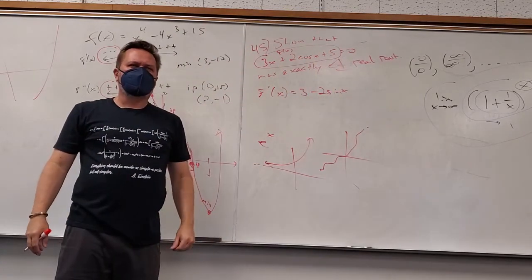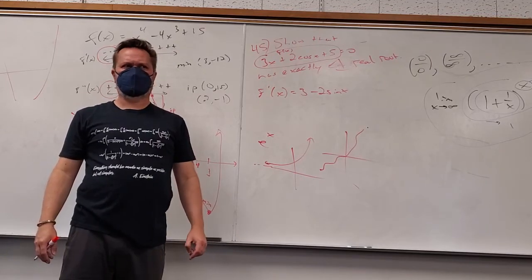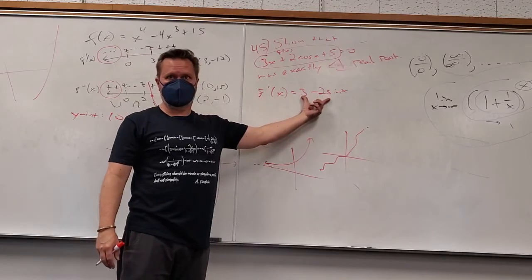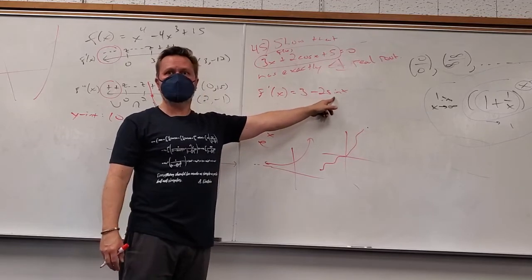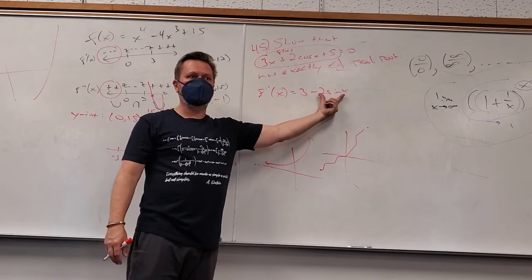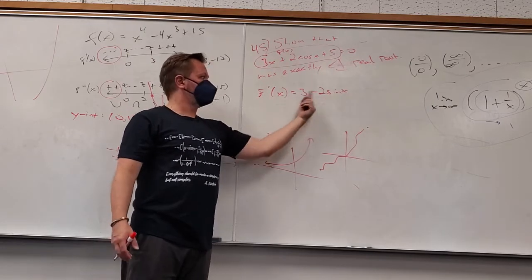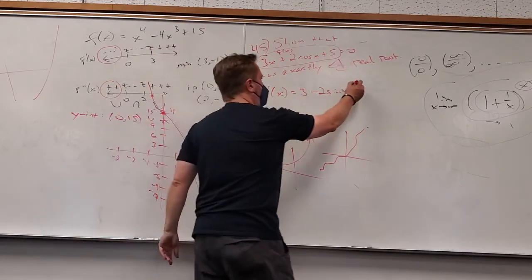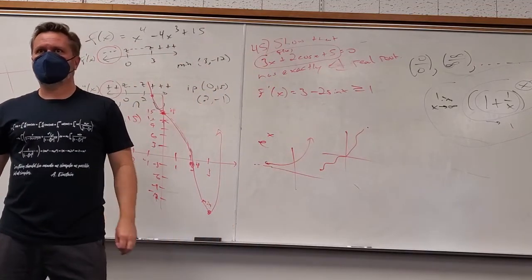Now think about it for a second. What's the biggest sine can be? 1. So what's the smallest this function can be? Isn't this 3 minus something? How do I make this the smallest it could be? Subtract the most I can. The biggest sine could be is 1, so what's the smallest this function could be? 3 minus 2 times 1? 1. So this function is always greater than or equal to 1. What does that tell me about the function? It is always increasing.